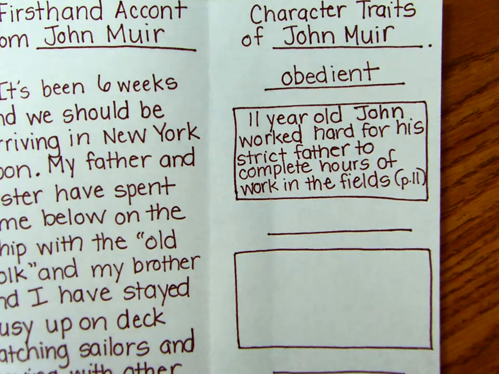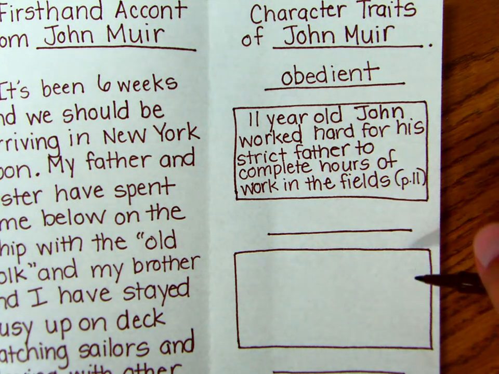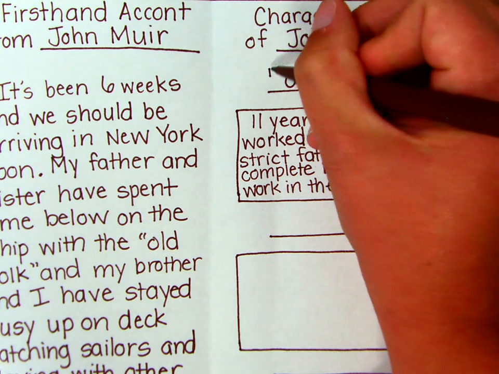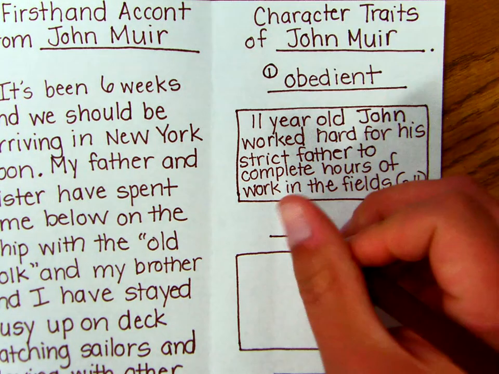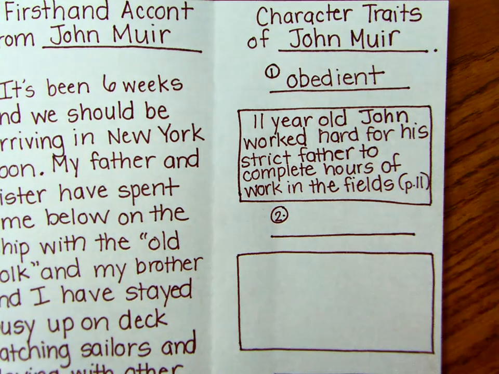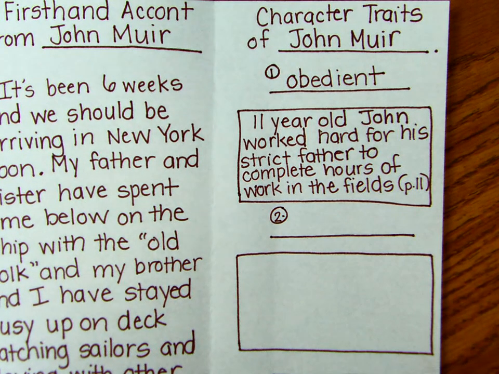Now, for you guys, I want you to include at least 2 character traits. So this was character trait number 1, and now we're going to include a second one. So that's the expectation. We're including at least 2. So now I need to think again about what I've learned about this character and what character trait I might assign to him. Or which one do I think really describes this character, or this immigrant, John Muir?